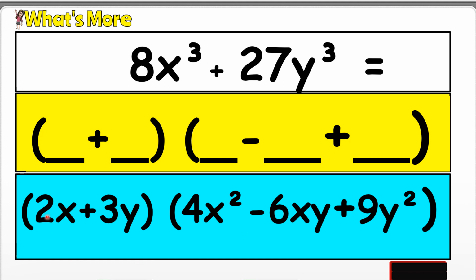So, dito, you just square the first term, 2x. Squared mo tong dalawang to. That's why we have 4x squared. Tapos, multiply mo siya: 2x times 3y will give you 6xy, right? Yung 3y squared mo lang din, so that's why we have 9y squared. So, the factored form of 8x cubed plus 27y cubed is quantity 2x plus 3y and quantity 4x squared minus 6xy plus 9y squared.